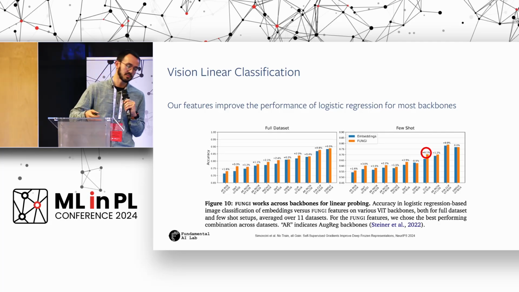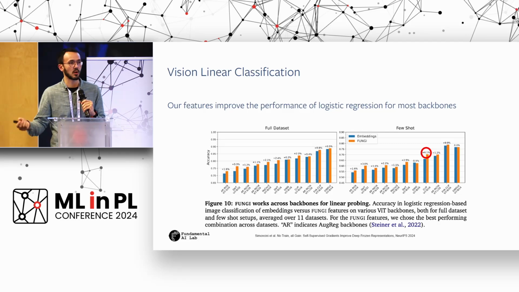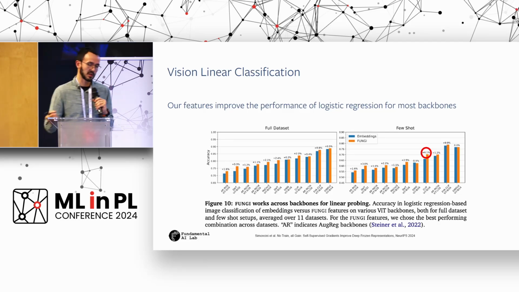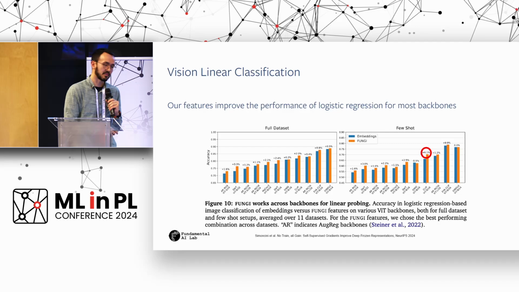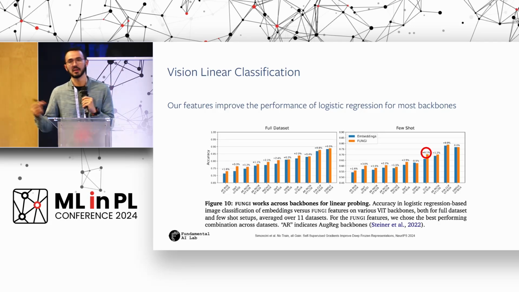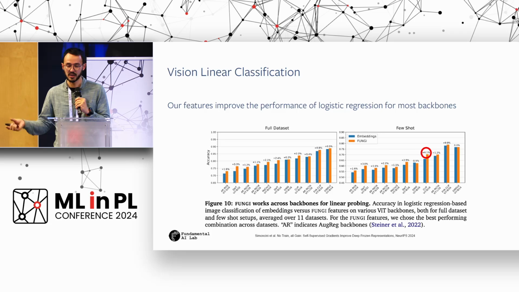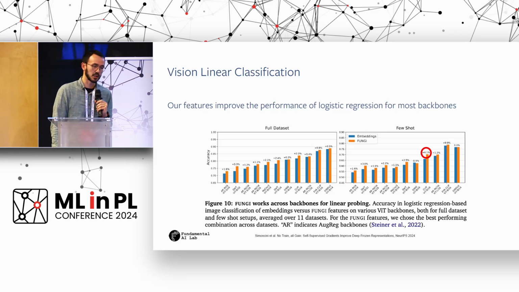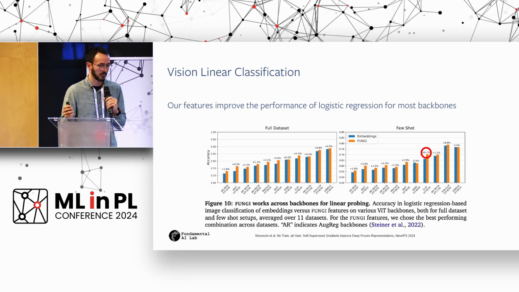For those familiar with evaluating vision backbones, linear probing is the metric that people use because it's pretty robust. You can see that everywhere the orange bar is higher than the blue bar, which means having unsupervised features, unsupervised gradients as features, improves the features even under the linear probing protocol.